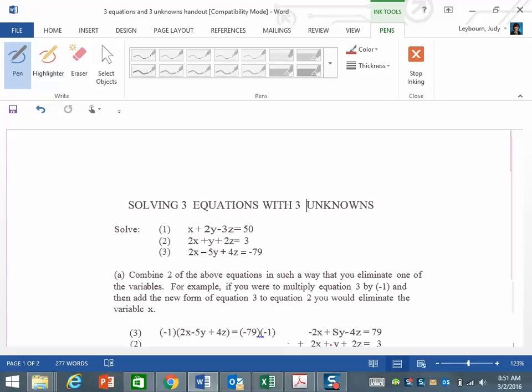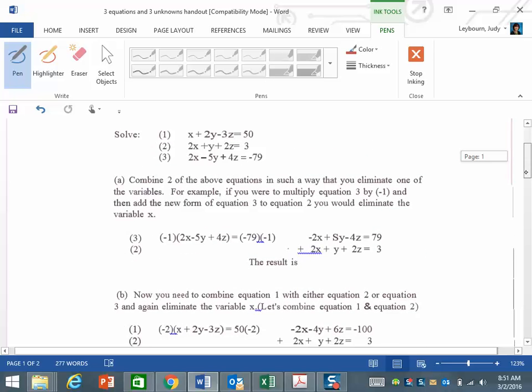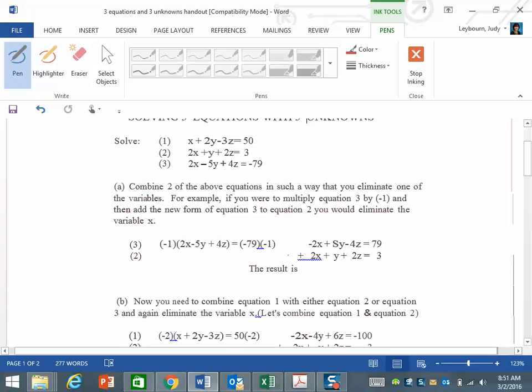We will follow many of the concepts that we just studied in our last chapter. So now I have three equations. They have the same unknowns or same variables x, y, and z. Our first step will be to combine two of the equations in such a way that we eliminate one of the variables.